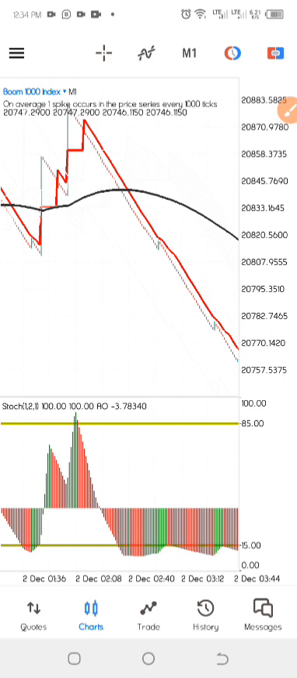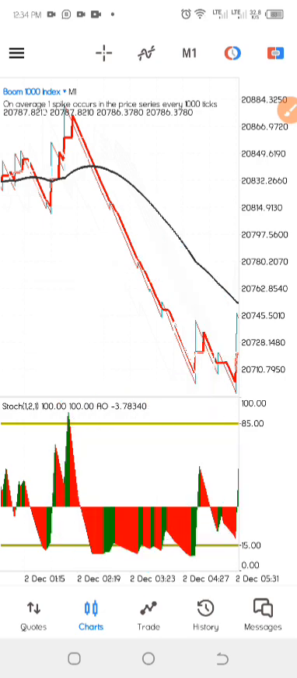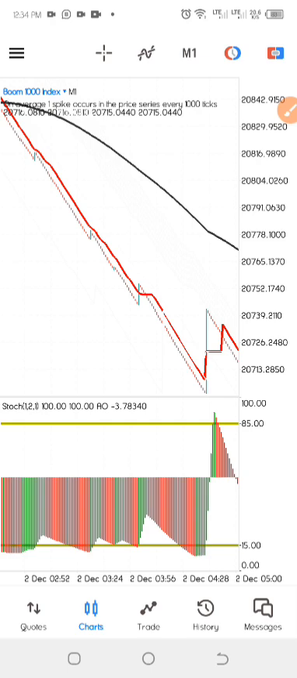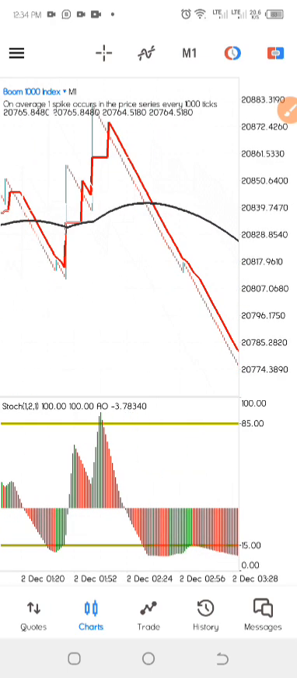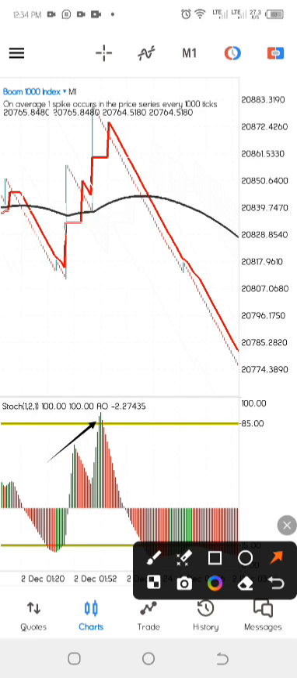So once we see that, the next thing we have to do is look for our entries. Now where are our entries? We want to first see the awesome oscillator come to its 85 levels of the stochastic oscillator. When you get to the 85 levels, the next thing you want to see is it changing color, which has changed from green to red.